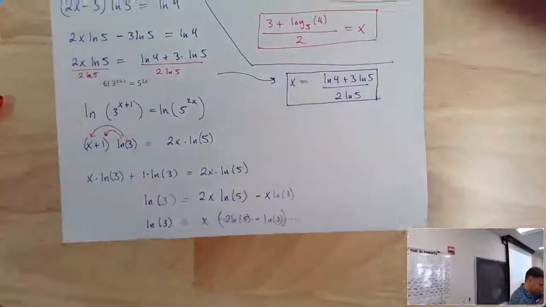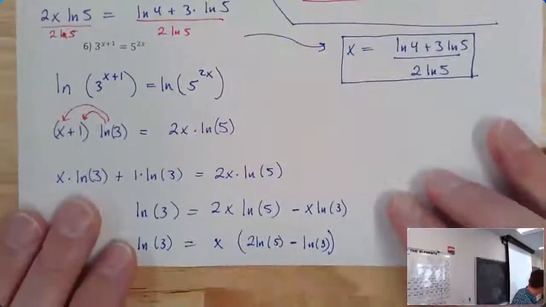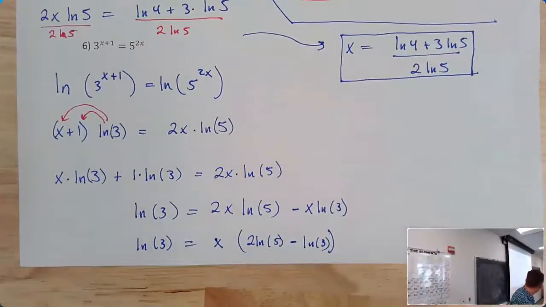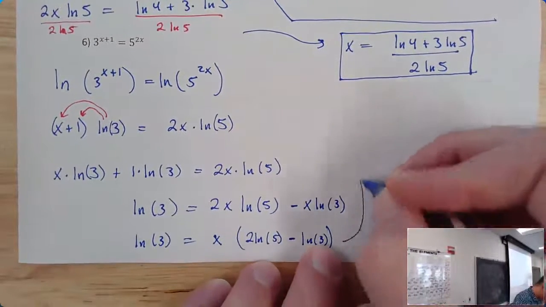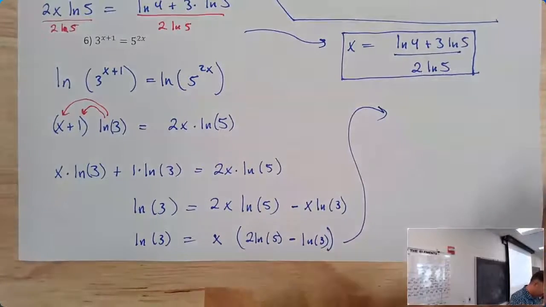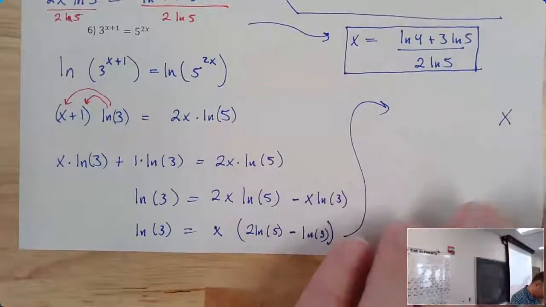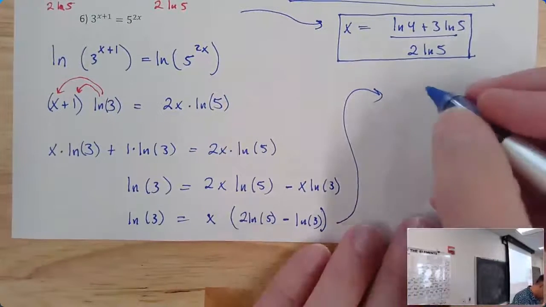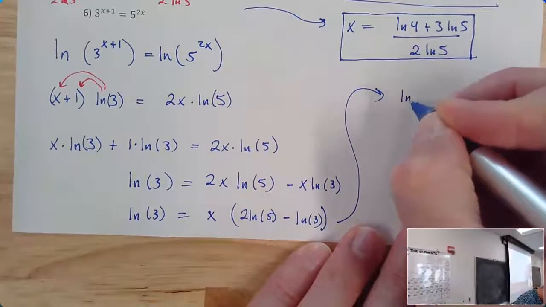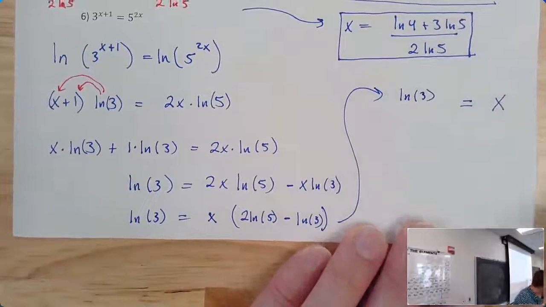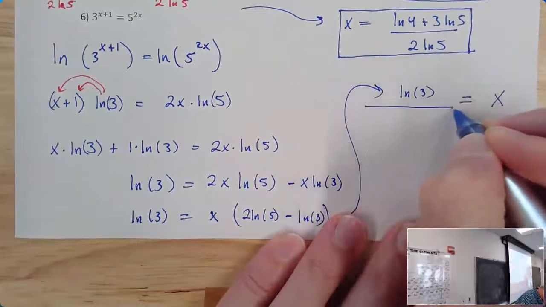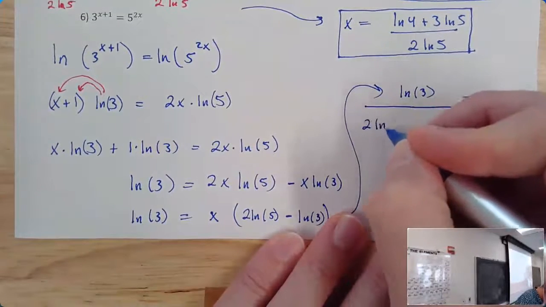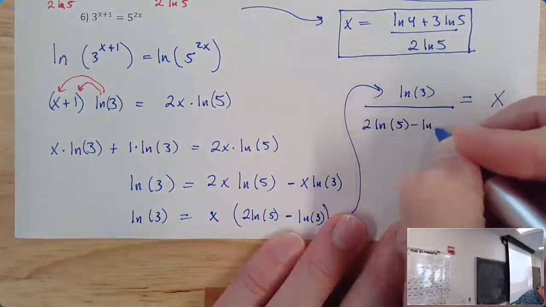Okay, it's a little hard to read. Zoom in there a little bit. Finally, we divide both sides by whatever is multiplying x. So we take that equation and say, okay, well, now I'm going to have x on the right. On the left-hand side, I'm going to have natural log of 3 divided by this whole thing here. So I'm going to have natural log of 3 divided by 2 natural log of 5 minus natural log of 3.